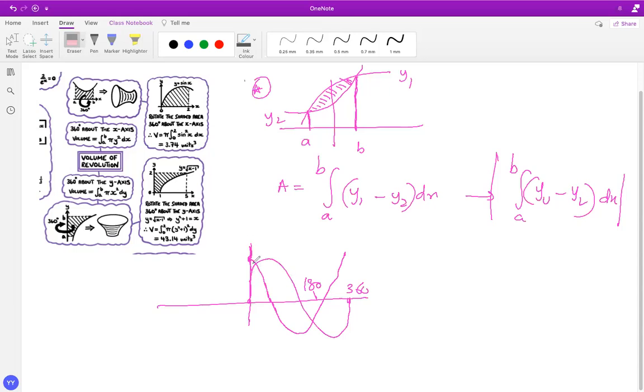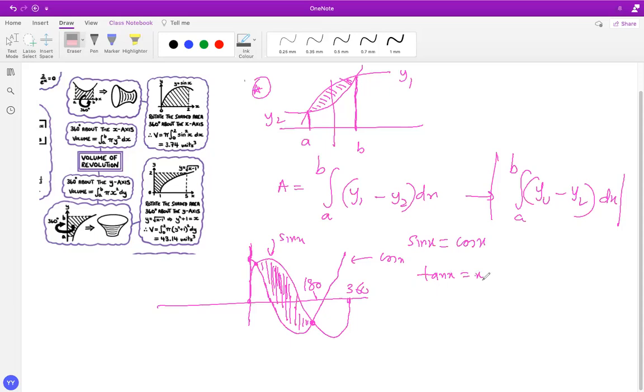So let's say I wanted to find the area bounded by the graphs here. The first thing that I will do is find the intersection between the two graphs. So I'm going to equate sine x equals cos x. Let's say this is the sine x graph and this is the cos x graph, and I want to find the intersection of both. So you get tan x equals 1.